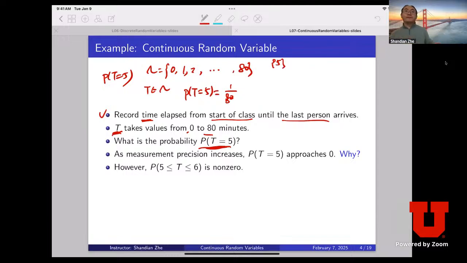Does it make sense? Any questions so far? Okay. So now suppose I have a better watch, and this watch can count per half minute. I can count 0 minutes, 0.5 minutes, 1 minute, 1.5 minutes, 2 minutes, and so on. So I have a more precise counting of the time, right? So then in this case, what is our sample space?